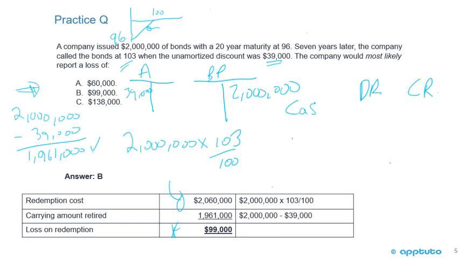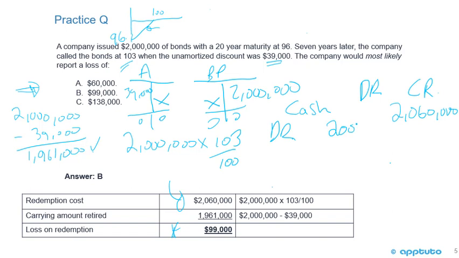I'll start with my cash. Although you're supposed to do your debits before your credits, I always say start with cash. You'll never get that one wrong, hopefully. So you're crediting $2,060,000, and the bond payable is gone. It's being retired. So you have to debit the bond payable and credit the amortization to get those balances to zero, correct? So I'm going to debit the bond payable, my $2 million, and now the bond is gone from my books, and I'm going to credit the amortization, $39,000.